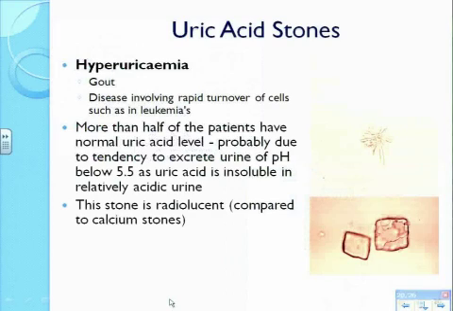The next stone is uric acid stones. This is usually only seen in gout, so it's hyperuricemia. It's a disease involving rapid turnover of cells. Remember, this is uric acid, a breakdown of an acid. What's the only acid you have in your body? Well, not really an acid, but I mean, what component is making up an acid, we always call it. It could be amino acids, but it's not. Amino acids is urea. What's the other one?